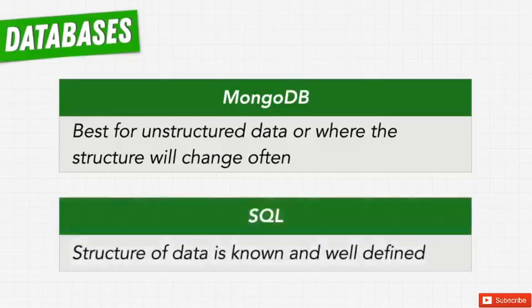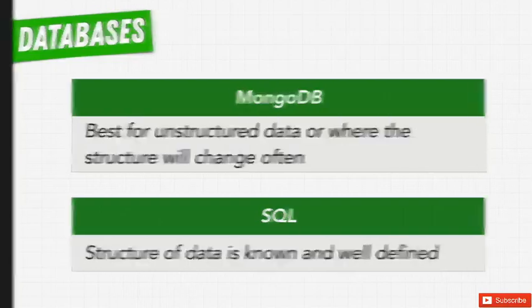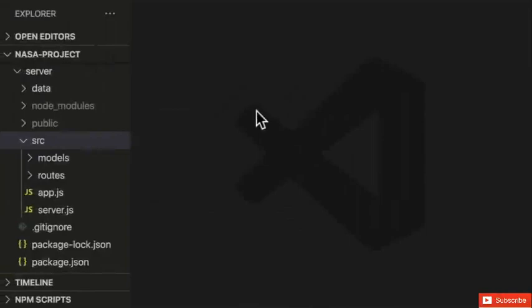SQL, on the other hand, is great for when the structure of our data is known, and we want to enforce that structure. For example, banking and credit card information is already well defined, and it's more important that we enforce the existing rules of those banking systems. The way credit card numbers are stored isn't likely to change very often. What about our mission control data?